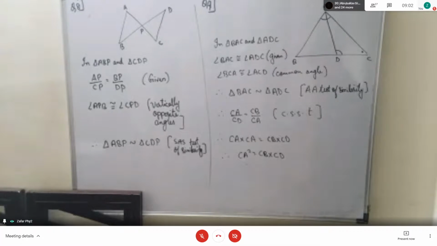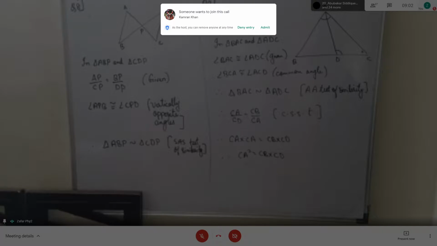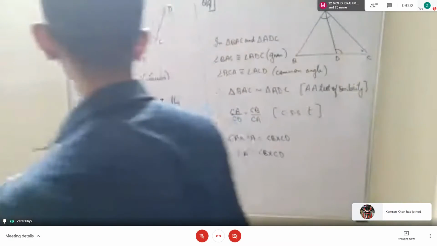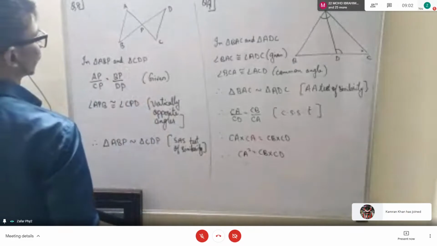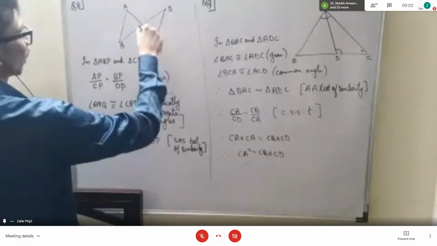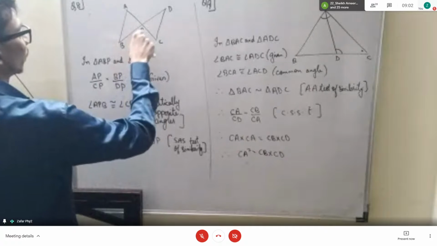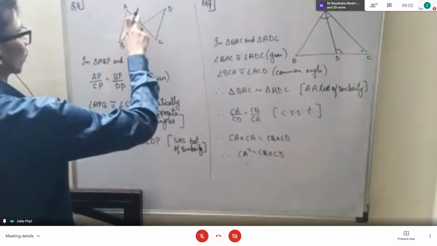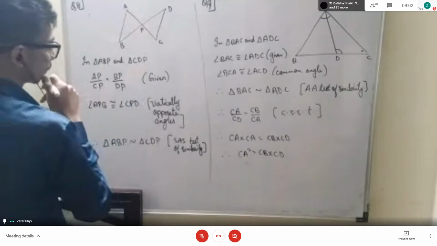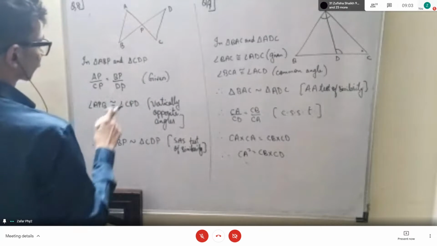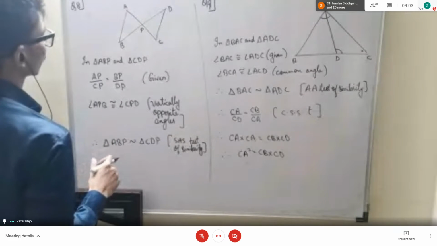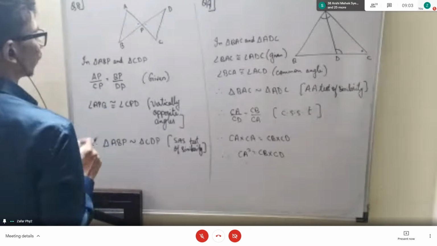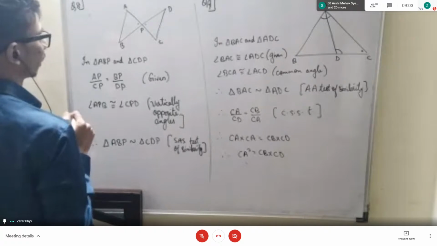In the adjoining figure, the figure is given to us, and they have said to us that AP upon CP is equal to BP upon PD. This is given to us. Okay, so two sides have been given to us from this condition. And second thing, you can see these two angles are vertically opposite angles.